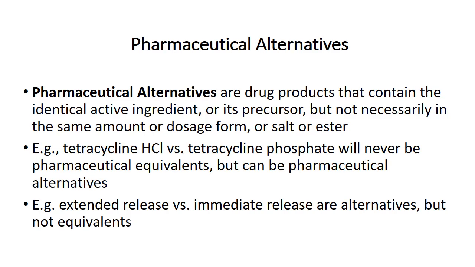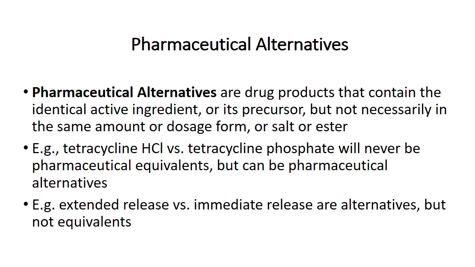Pharmaceutical alternatives. This is a looser one, meaning the products are less similar. So the drug products that contain identical active ingredient, or could even be its precursor. So for example, something that is a prodrug. So product A might be the active ingredient, the active compound. Product B might be a prodrug that's converted to that, right? But they're not necessarily in the same amount or dosage form or salt or ester.